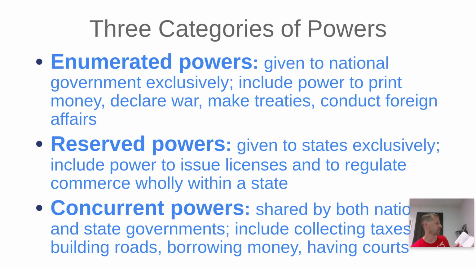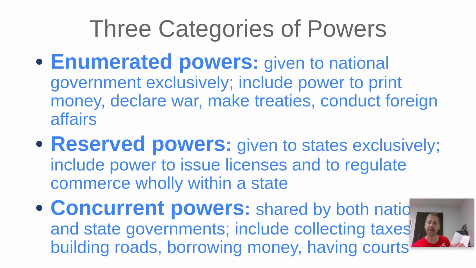And then we have Article 1, Section 10, which are denied state powers. No state shall enter into a treaty. No state shall coin money, make anything but gold and silver coin a tender. No, they cannot pass a bill of attainder, an ex post facto law. Cannot tax imports to their state. No state shall have a navy. So these are denied state powers. Article 1, Section 10.